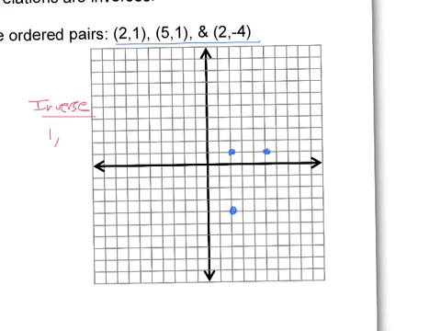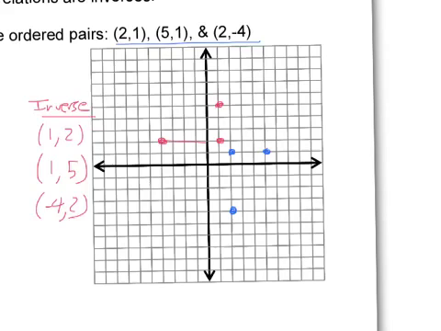Now the inverse of these is just going to be us literally switching the x and the y. So it's going to be 1, 2, 1, 5, and negative 4, 2. That's it. So 1, 2 goes here. 1, 5 would go here. And negative 4, 2 would go here.